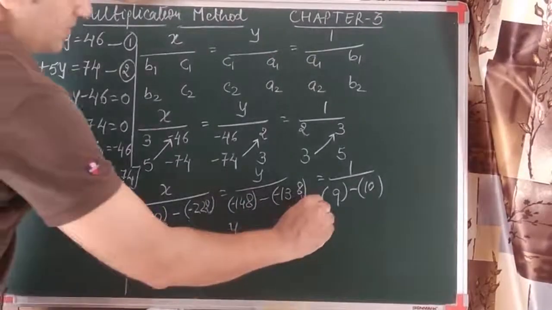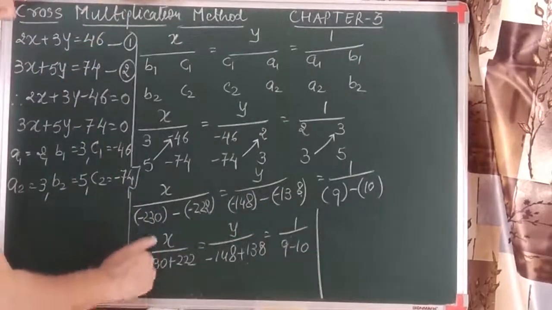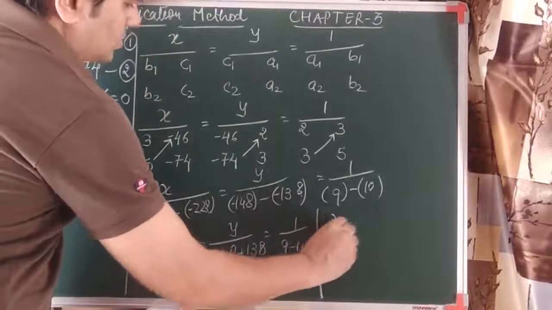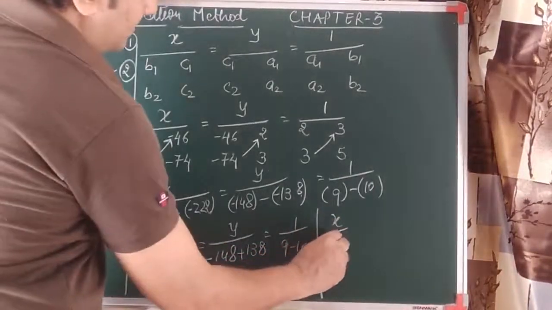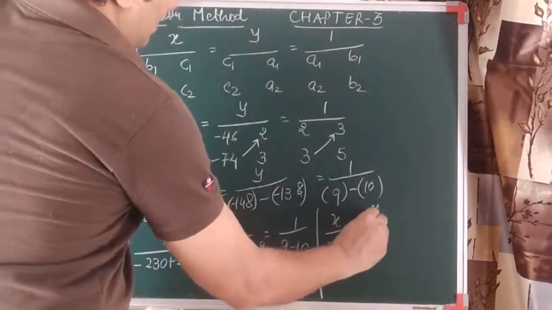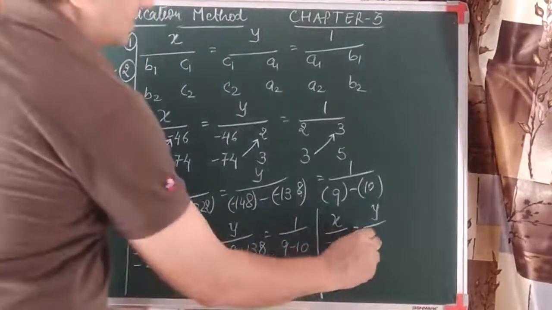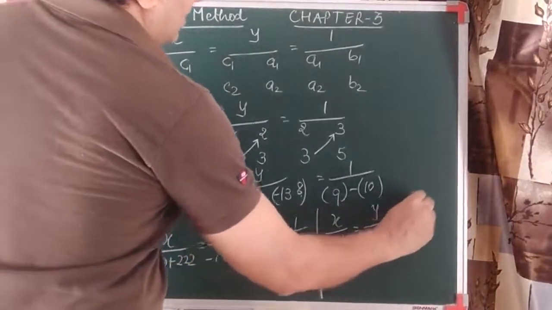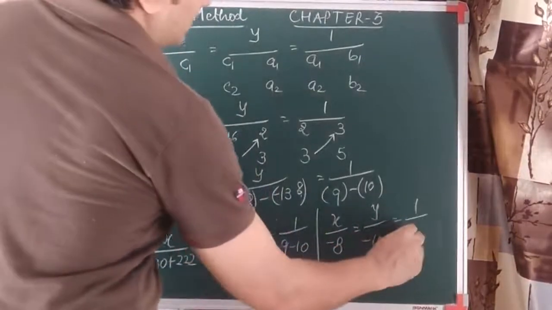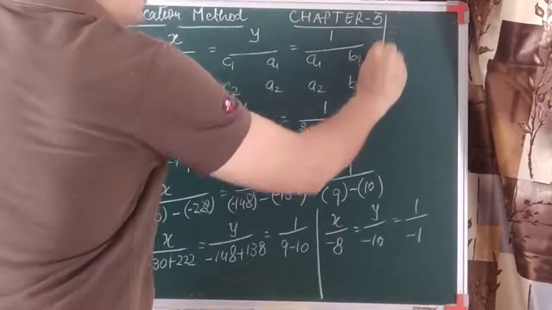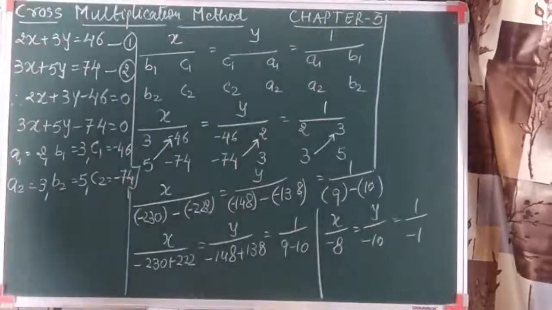Let us further simplify here. So it would be x upon plus minus minus. So x upon, it's minus 8. Y upon plus minus minus, minus 10. And constant upon minus 1. So here are the 3 terms we will obtain like this.